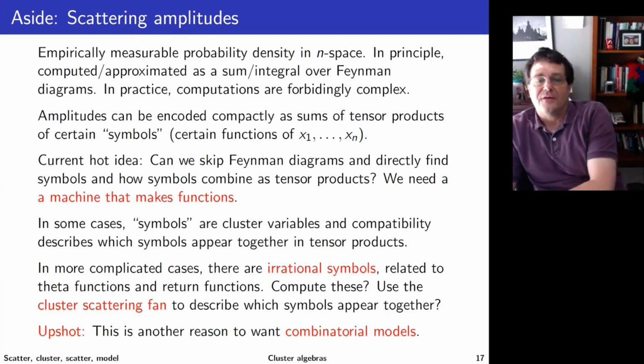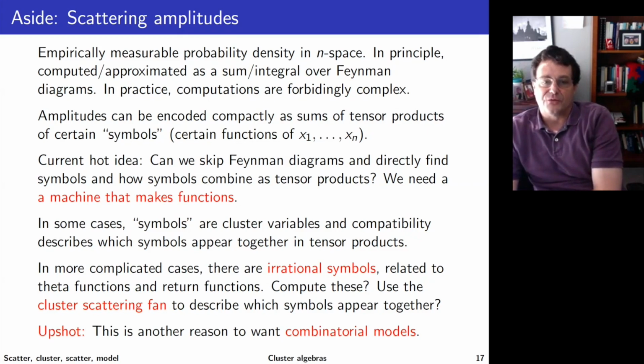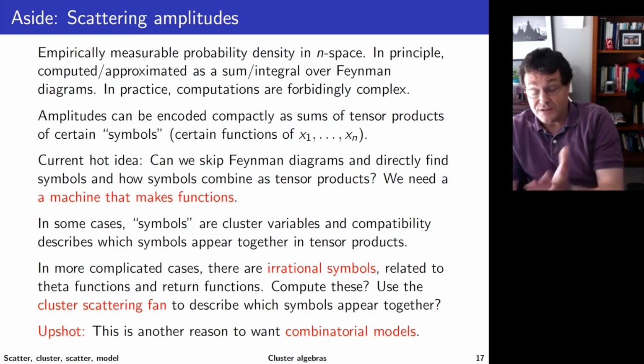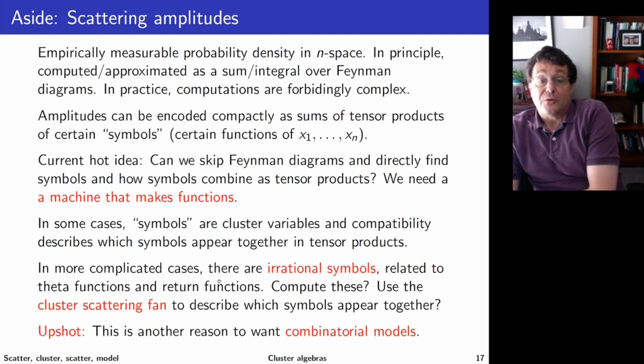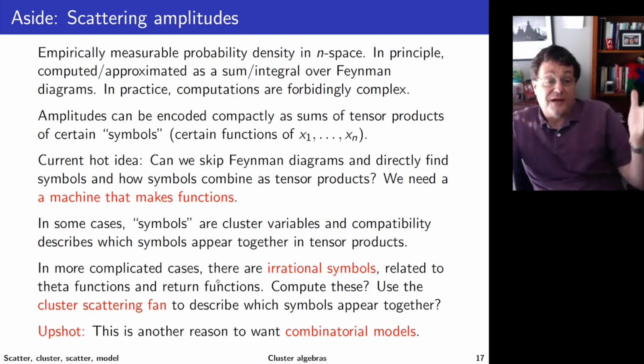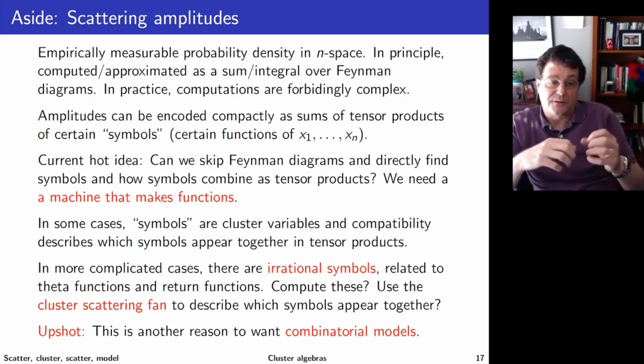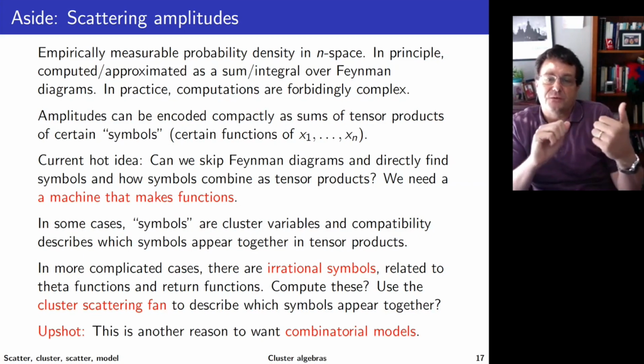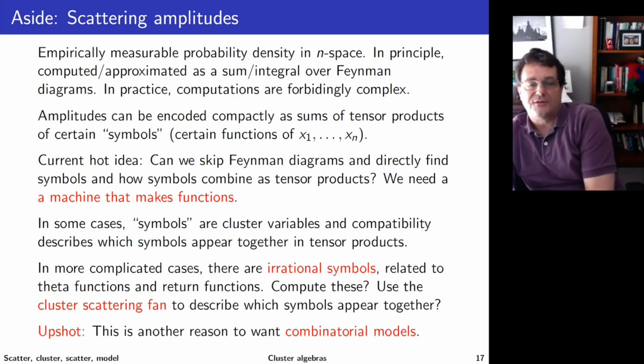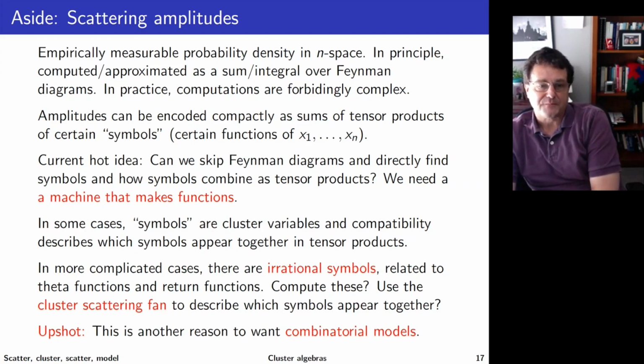In more complicated cases, there are also irrational symbols, while the cluster variables are rational functions. They can't be irrational. But it turns out that these irrational symbols are looking like theta functions and also return functions, and that's I think how my paper came to be mentioned in a mathematical physics paper. So the question is, can we compute these irrational symbols? Can we use now this bigger fan that includes space outside where the cluster variables live to describe some sort of adjacency, which symbols can appear together? And the upshot is that we want combinatorial models. So maybe that's a good place to move on to combinatorial models.